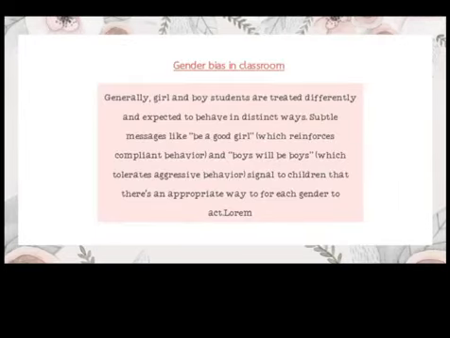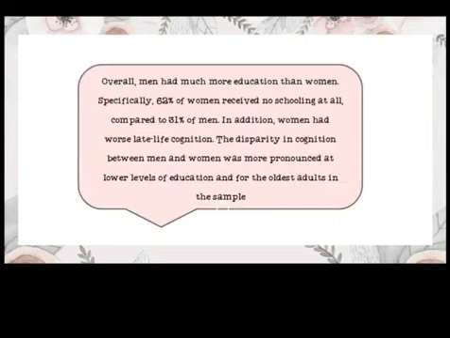Gender bias in classroom. Generally, girl and boy students are treated differently and are expected to behave in distinct ways. Subtle messages like "be a good girl," which reinforces compliant behavior, and "boys will be boys," which tolerates aggressive behavior, signal to children that they are an appropriate way to teach each gender to act.